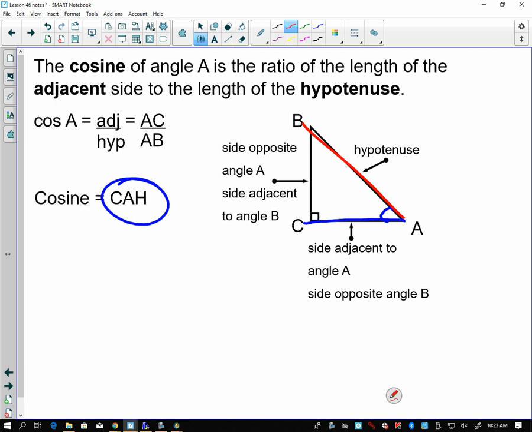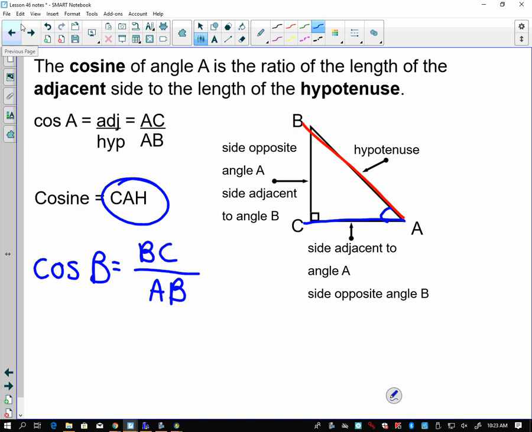If I was looking for the cosine, let's see how well you can do this. Let's say we wanted cosine B. What is the side that is adjacent to angle B? BC. What is the hypotenuse? AB. All right, good. So if I wanted a cosine of angle B, I would find the side length of BC and put it over the length of the hypotenuse. And that would be my ratio. Any problems so far? Okay, we get this.